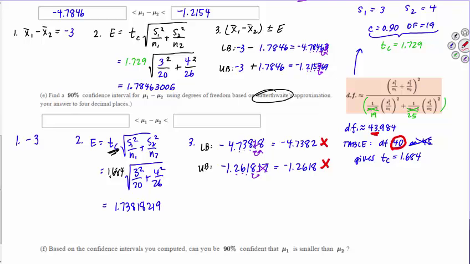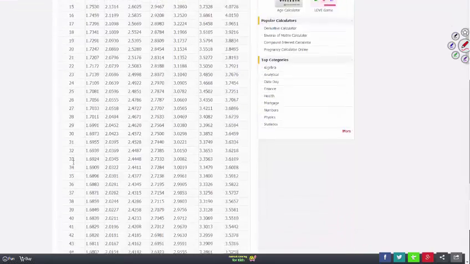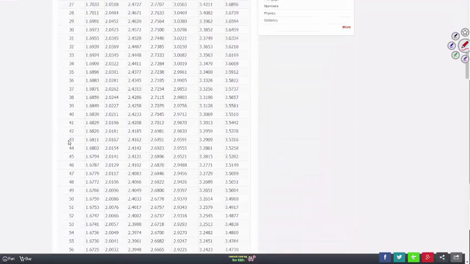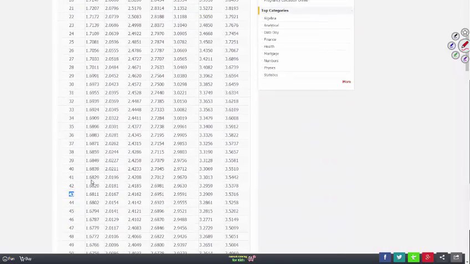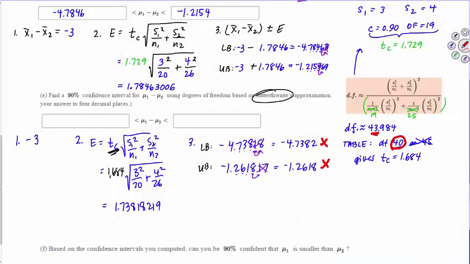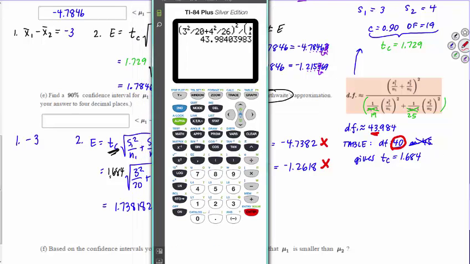So we have 2 options. The first option is to look online for an extended t-table. I found one here, easycalculation.com, and the degrees of freedom are listed. So here we could find exactly 43 degrees of freedom and go over here to find the appropriate t value. Or we can use a calculator, and the calculator I think is a little more direct and a little bit easier way to do it.